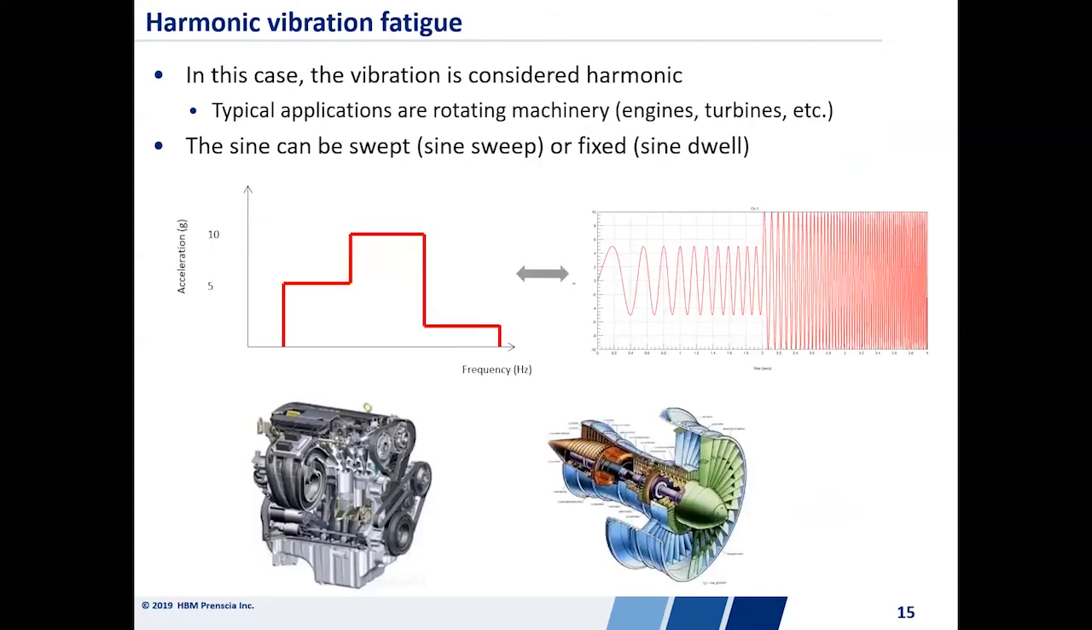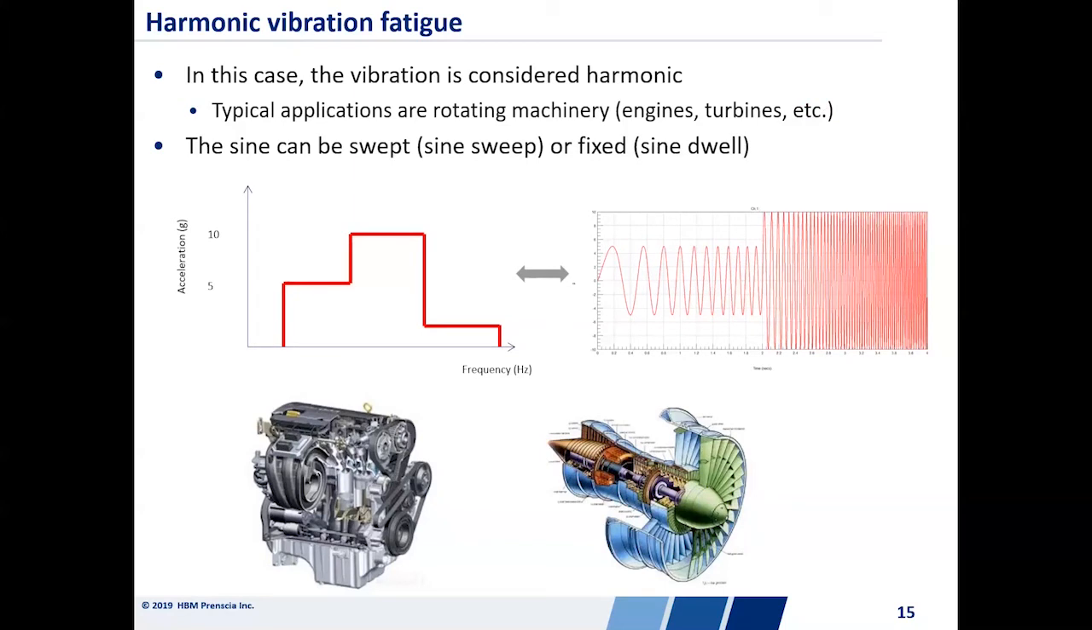So I want to cover with you three different steady state cases. We're going to start with harmonic vibration fatigue. In this one, it's typically applied to loads that we might see caused by rotating machinery. Examples of this would be engines or turbines. And the two different options we have here are if you were performing something like an engine run-up, where we're simply sweeping through a range of RPMs.